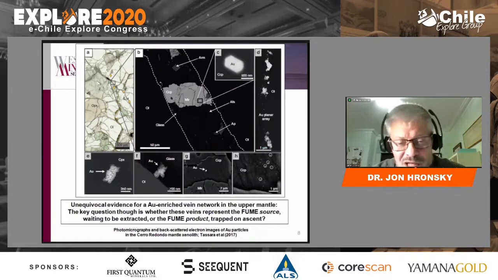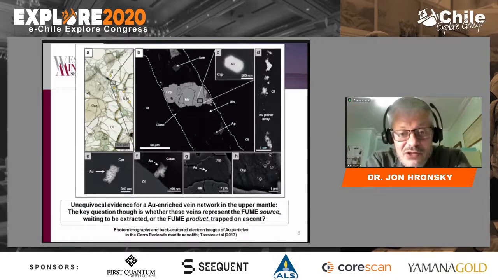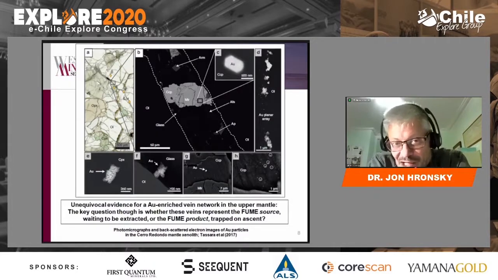Now, what we don't know when we see something like this is, do these veins represent the source? In other words, are they the products that ultimately get melted to make these alkalic fertile magmas, or do they actually represent the product of the process? So melts that have already been extracted from the source that are actually heading up to the surface to make a gold deposit, and we just happen to have trapped them on ascent. So we need to do more work to understand that.